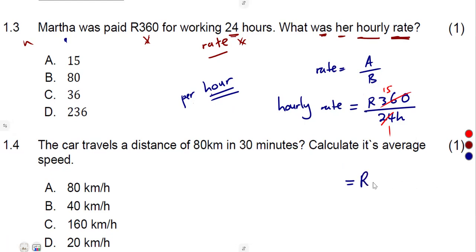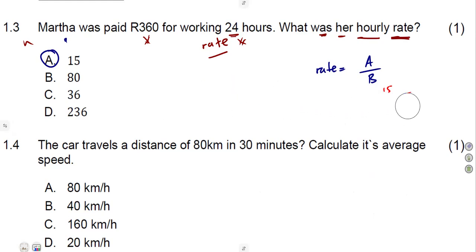So it means as an hourly rate, she is going to be paid 15 rand per hour, per single hour. So that is 15 rand per hour. So the best answer there is A. 15 rand per hour. That is how you consider a rate. A rate you can consider in that manner.